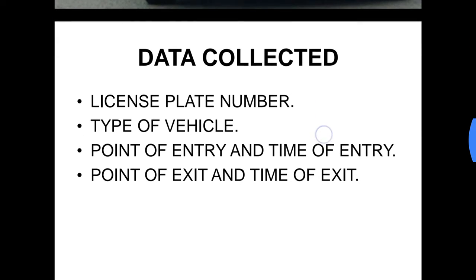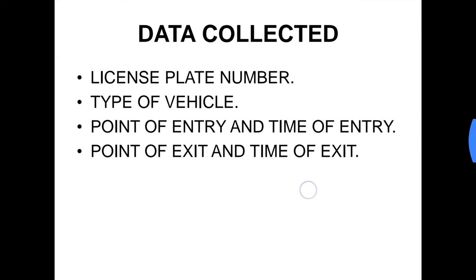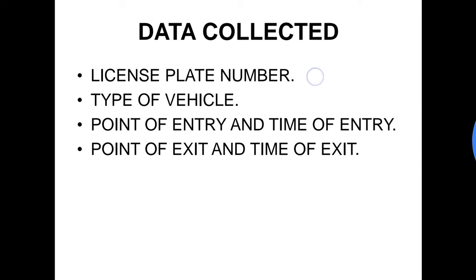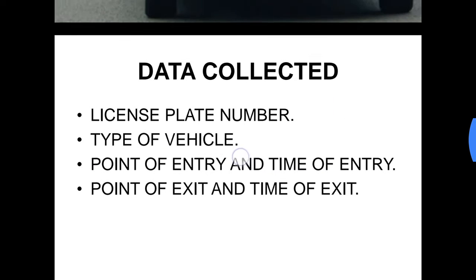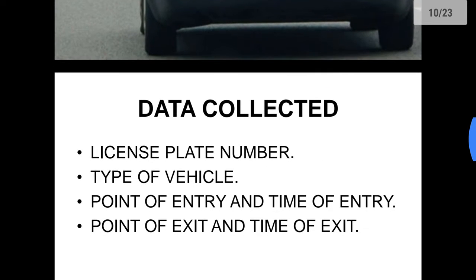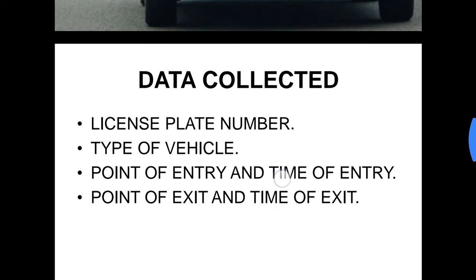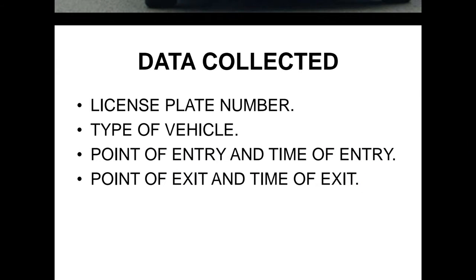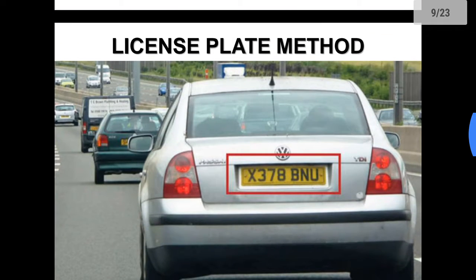So from this data, okay, we'll see what is the data collected. The license plate number is noted obviously, and the type of vehicle is also noted. We can note whether it is a car, a truck, a two-wheeler, or a bus, or any other type of vehicle. The point of entry and the time of entry is noted. Point of exit and the time of exit is noted. Okay, so these are the data that is collected during a license plate method.